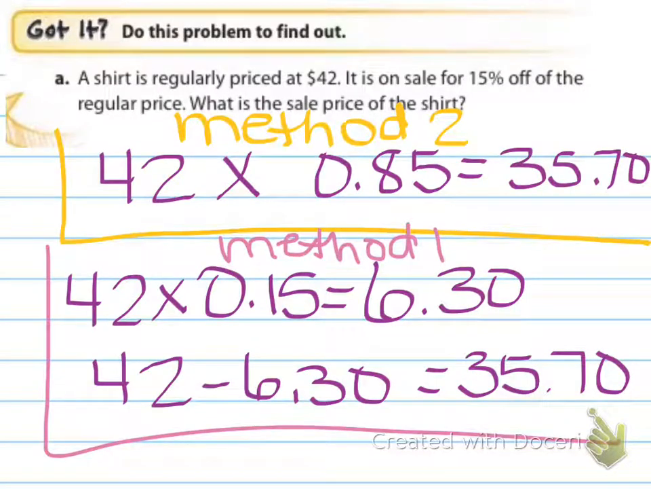All right, so I used both methods here. The question says a shirt is regularly priced at $42. It is on sale for 15% off the regular price. What is the sale price of the shirt?